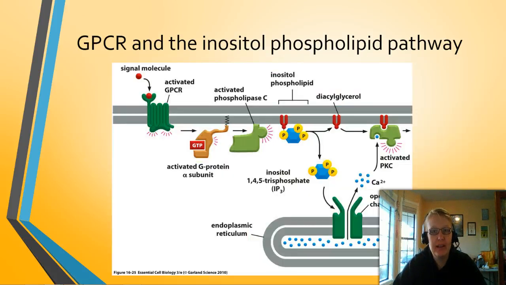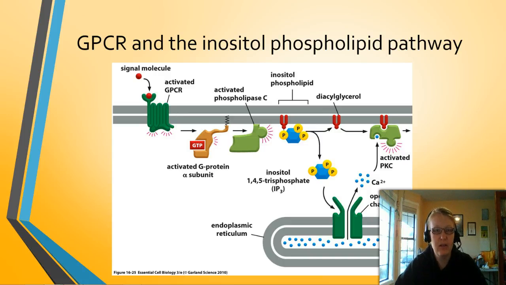So let's look at an example of this. In this example, we have the signal molecule binding to the activated GPCR. Once again, in this example, we're going to activate the alpha subunit. But remember, beta gamma can be activated just as well in any of these, in any case. But in this case, we're looking at alpha. Alpha subunit is going to activate the phospholipase C, which is going to travel over here to the inositol phospholipid. What happens at this point is the inositol phospholipid is going to be cleaved into two parts.